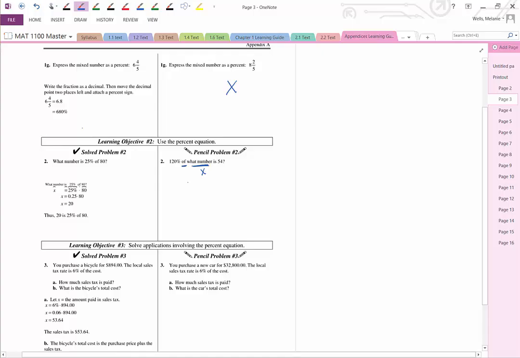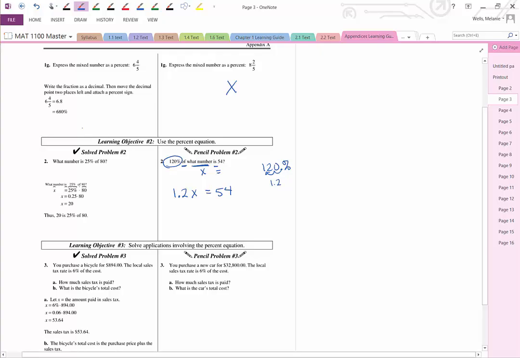So we'll let our variable be x, and is going to translate to be an equal sign. So as I'm writing the equation, we want that 120% to be in a decimal form. So instead of 120%, we're going to move the decimal place 2 places to the left, which would be the same thing as 1.2. So 1.2 of is multiplication. What number? So times x is 54.